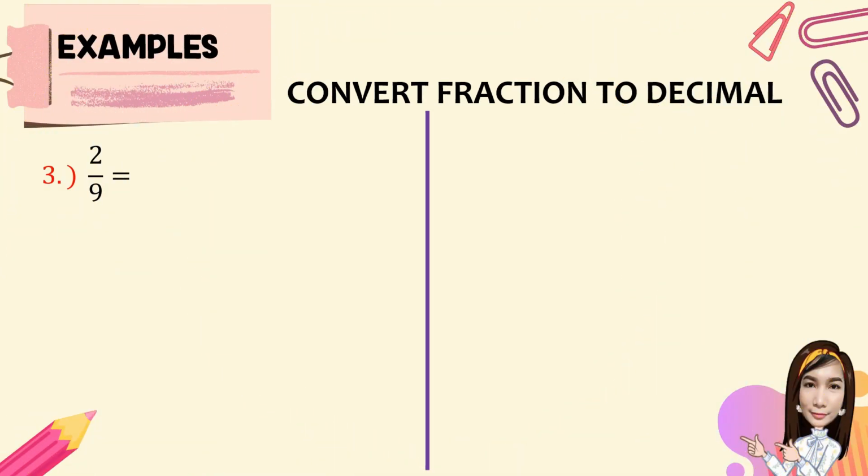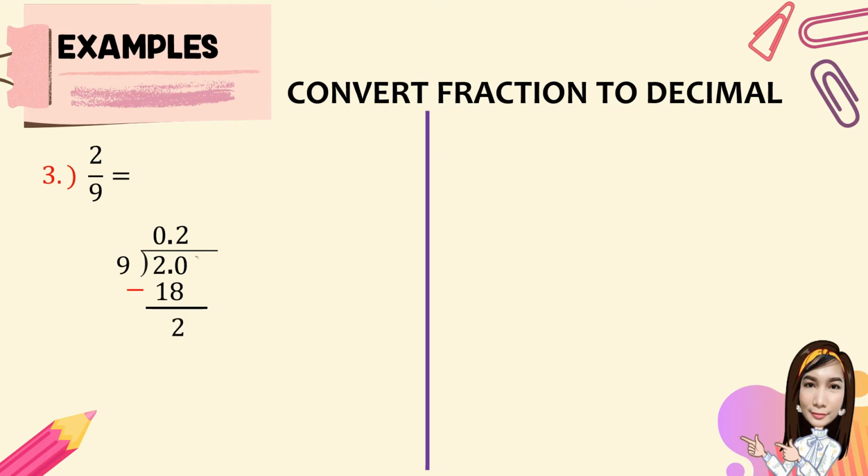For number 3, we have 2 over 9. So simply divide 2 by 9. Cannot be, so we write 0. Then we add a decimal point on the divisor and also on the quotient. Then we add 0 on the divisor. That will become 20 divided by 9, which is equal to 2. 2 times 9 is equal to 18. Then subtract 20 minus 18 is equal to 2.